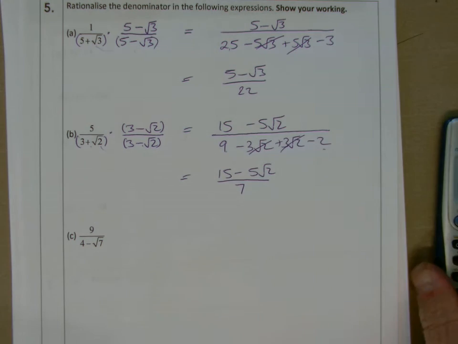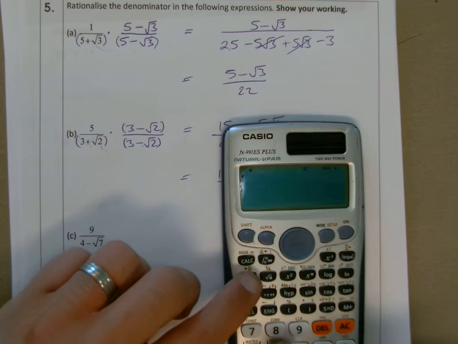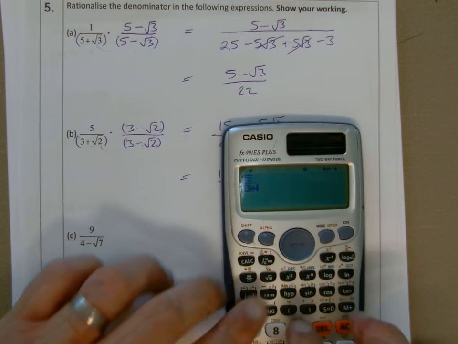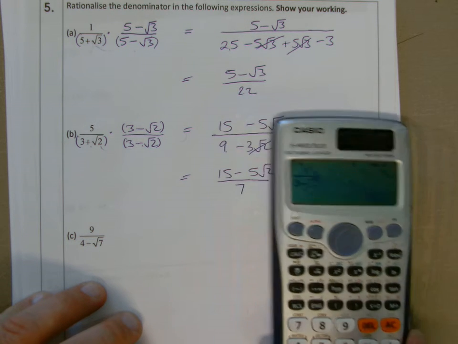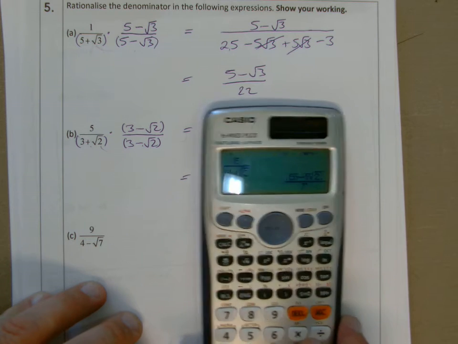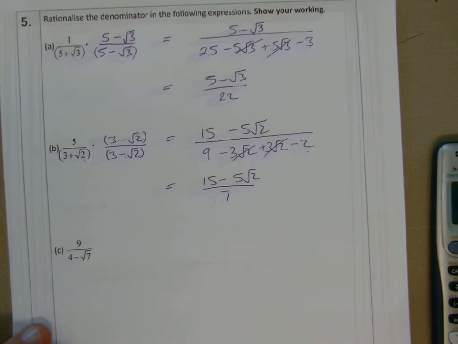And you can check on your calculator. I would always check on my calculator just to make sure that that is what the answer is. So I press equals, and it comes out exactly, look, 15 minus 5 root 2 over 7, exactly as I've got.